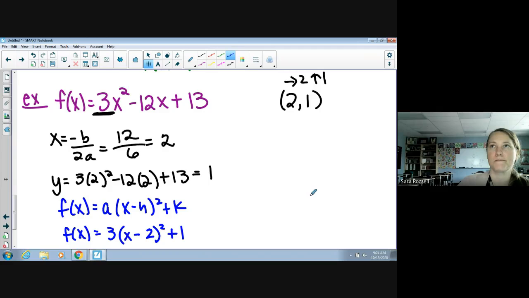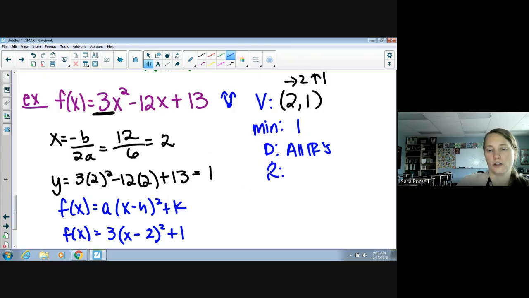Okay. All right, and from this, let's see what else we know. We know that's our vertex. Is this a maximum or minimum? It's going to be a minimum. Always think about, is the parabola up or down? So you might just want to sketch that at the end. This is an up parabola, so it's got a minimum. What is the minimum? 1, right? Our domain is always all reals. Our range, if our minimum's at 1, our range is all the stuff that's more than 1.